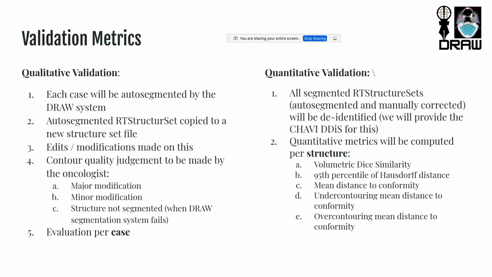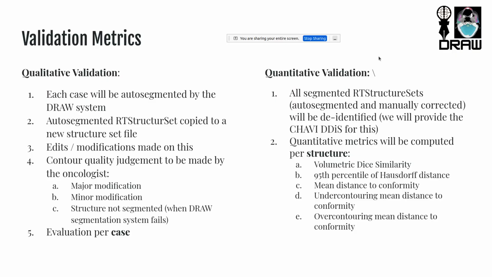So the qualitative validation is that each case will be auto-segmented by the Draw system. Your structure set which you get from this auto-segmented system, we will request that you copy it into a new structure set file. You don't modify the original one; you modify the copied one, make whatever edits and modifications you want, judge the quality of the contour on a simple pro forma, and once this is done, send it back to us.